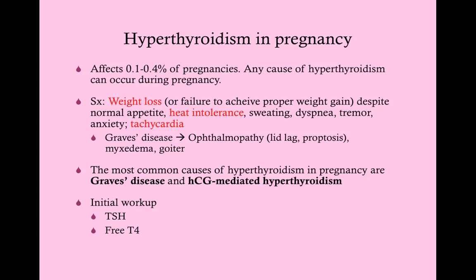Any cause of hyperthyroidism can occur during pregnancy. So Graves' disease is the most common, but you can also see subacute thyroiditis, you can see toxic multinodular goiter, you can see toxic adenoma. So any cause of hyperthyroidism can occur superimposed upon pregnancy. But the most common cause of hyperthyroidism in pregnancy is Graves' disease.